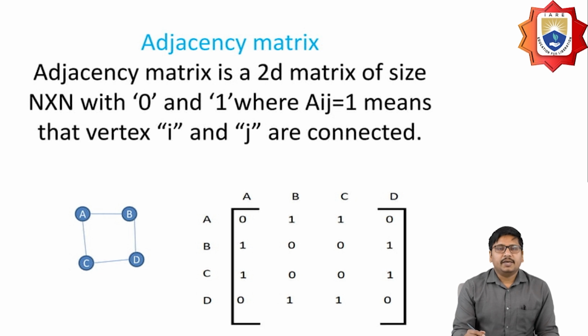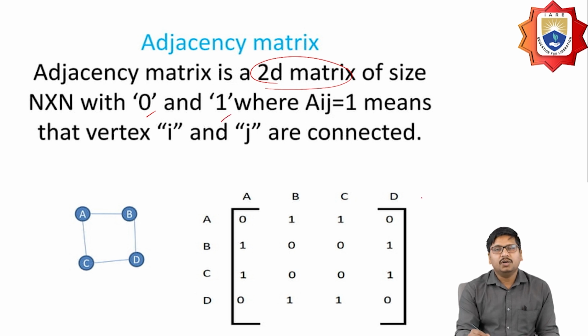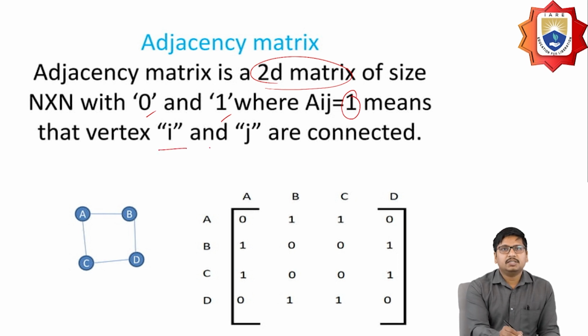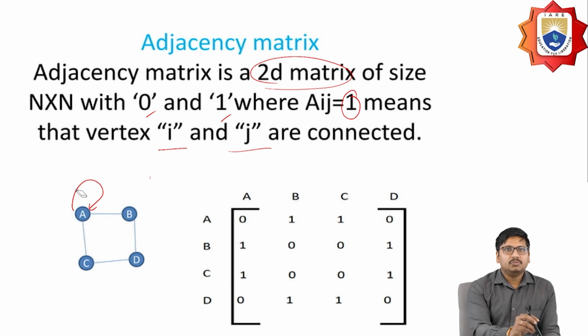So let's consider an example. The adjacency matrix is a two-dimensional matrix with n rows and columns, where each entry is assigned either 0 or 1. If there is an edge, the vertices A and J are connected. Suppose this is the given graph. There is no edge from A to A, so that would be a self loop, which is not there, so I write it as 0.